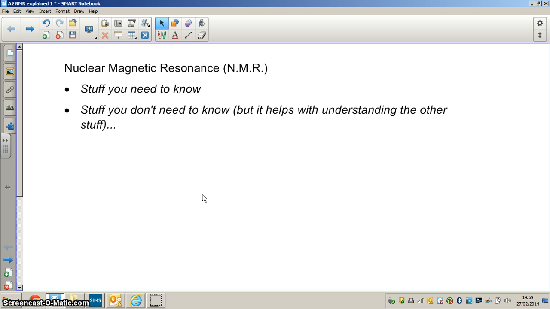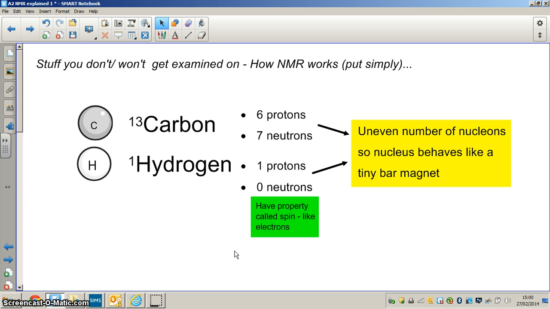And there is some stuff you need to know which will get examined on the A-level syllabus, and there's the stuff that you don't need to know, but actually knowing it helps you understand the other stuff. So that's where I'm going to begin. So this is the stuff we don't really need to know but helps with our understanding.